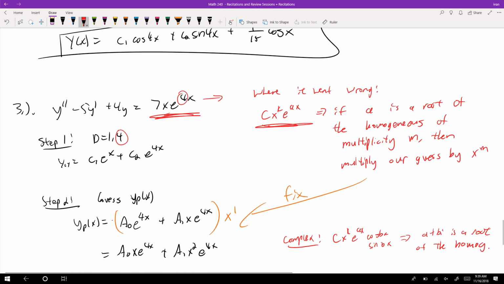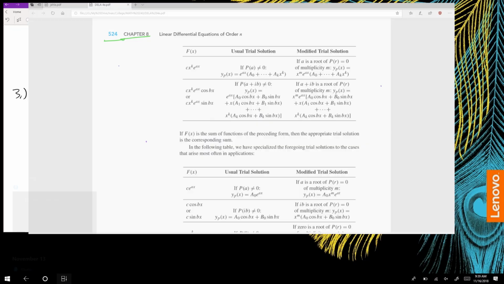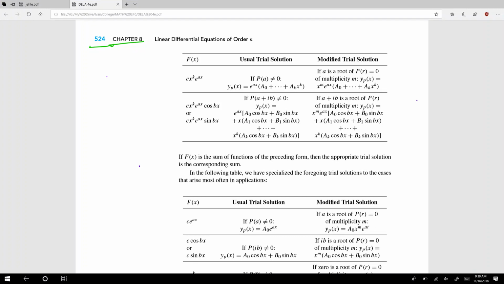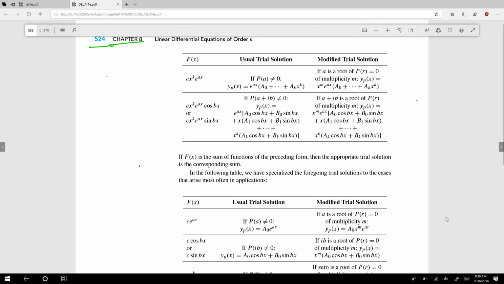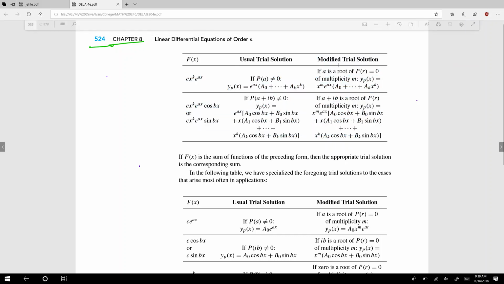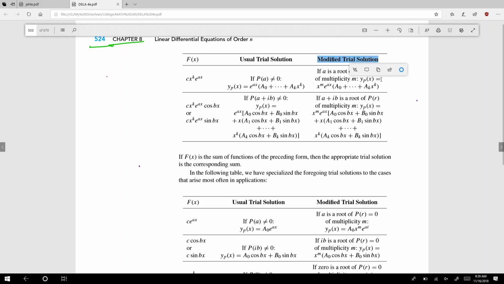So the same thing applies. If it is, then you also multiply by the multiplicity of that root of a plus bi. Again, this is all summarized here. So up here you see the modified trial solution on the top. Where's my mouse? So this part right here, the modified trial solution, this is what I'm summarizing right now.